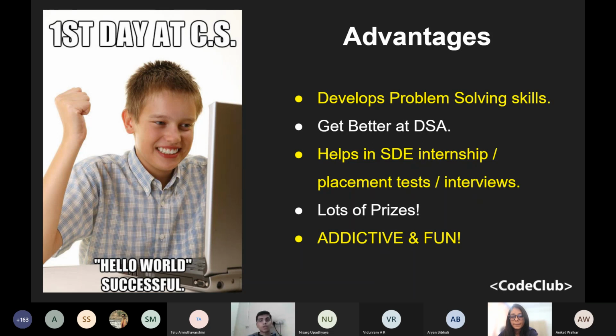And of course, getting good at DSA will in turn help you in your software development engineering internship interviews or placement interviews or tests or whatever.